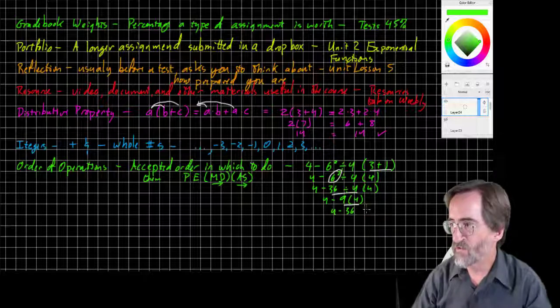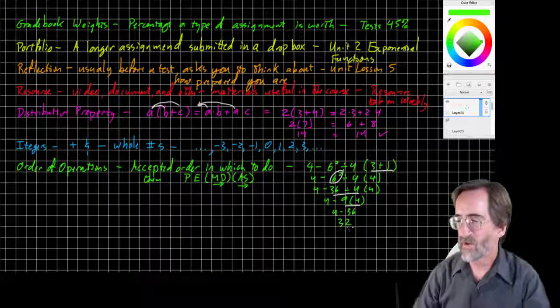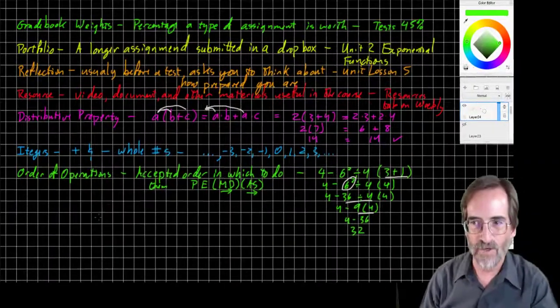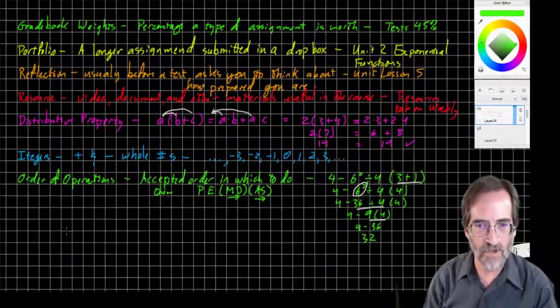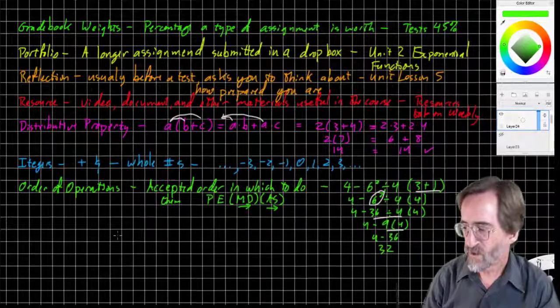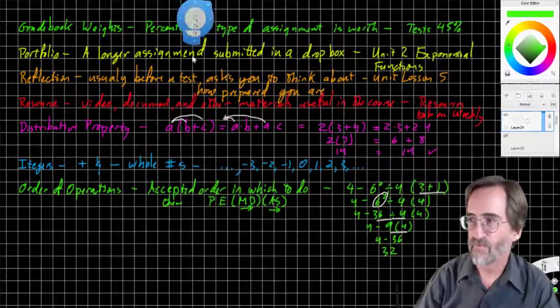And then finally we subtract. 4 minus 36 is 32. Okay, and that's an example of PEMDAS. Notice the upside down triangle going on there. If you do it right, it should come out kind of like that. Order of operations. Okay, time to make a little room here.